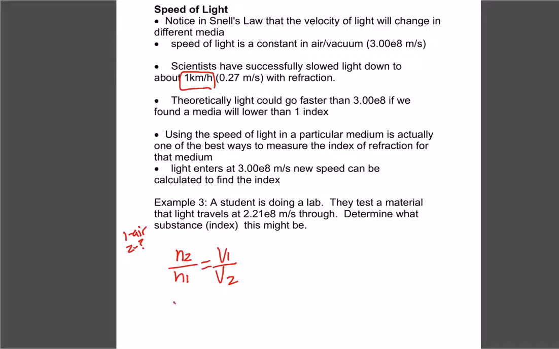So our N2 is what we're looking for, N1 for air is 1, the speed for air is 3 to the 8th, and the speed for this unknown substance is 2.21 to the 8th. All we have to do is cross multiply those, and we get an index of 1.36. Okay, so it's a pretty easy calculation to figure out what the speed is going to be in the new object, and then from there you can usually figure out the index.